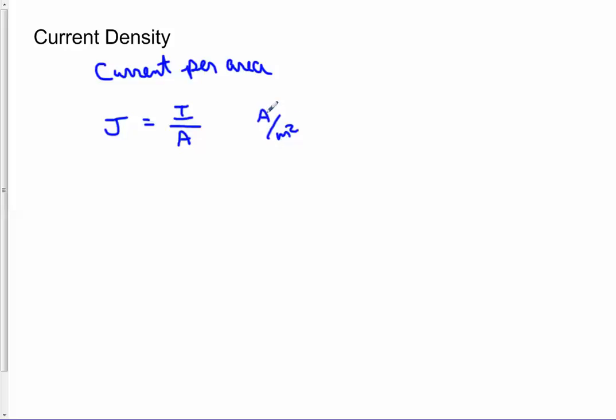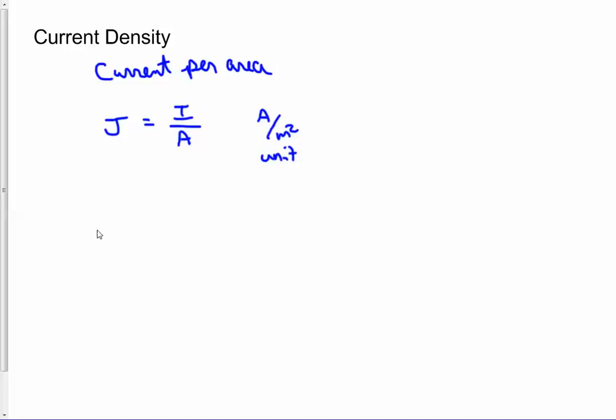Briefly, I want to mention current density. We're not going to be doing too much with it. But current density is current per area. It gets the letter J, and it's just your current divided by the area. You can see that this will be in amperes per square meter. The A here is the unit for current. The A here is area. So this is the unit of current density.